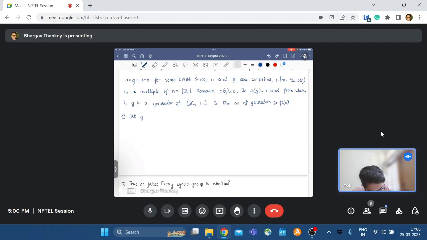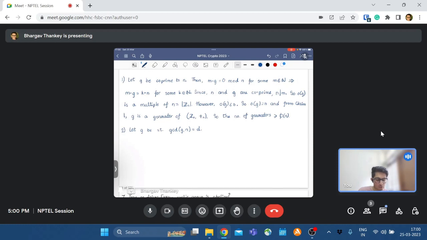Let G be such that, let me call this L. That's divides. Let me call this P. So now we'll look at the other case, where G is not co-prime to N.